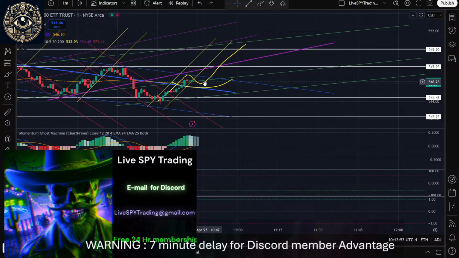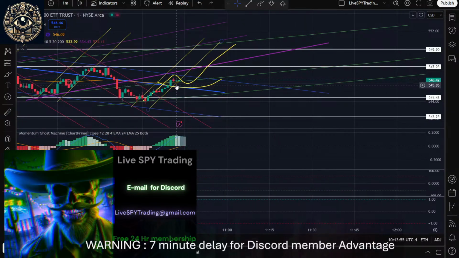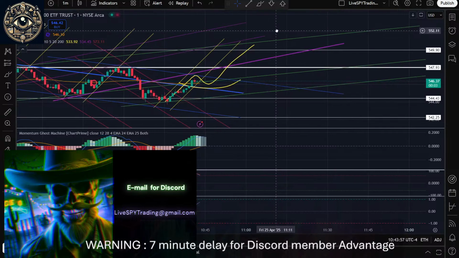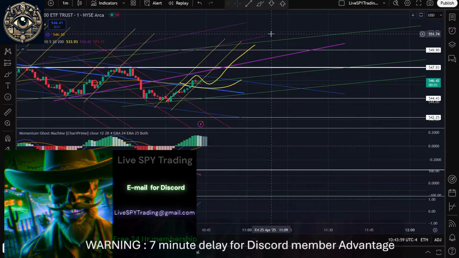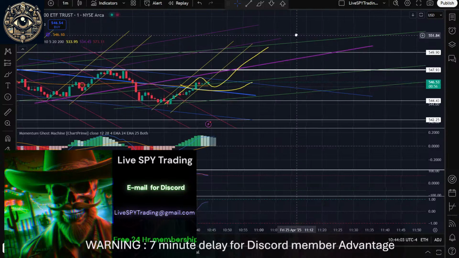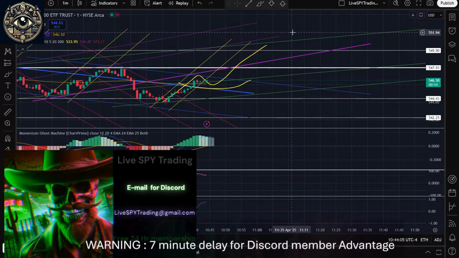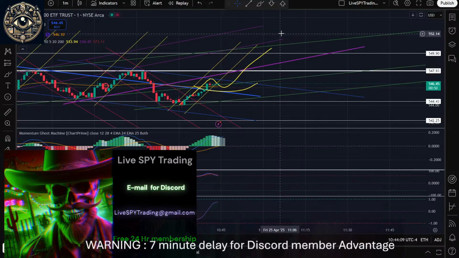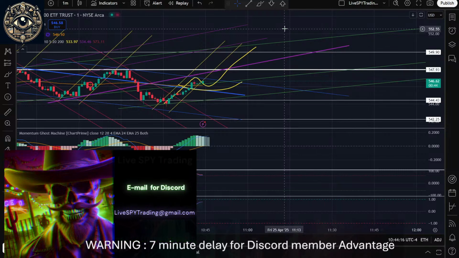Look at this money we're printing. Back to VWAP. I told you we're going to play VWAP today. We are multifaceted. Look at this money. Keep going.